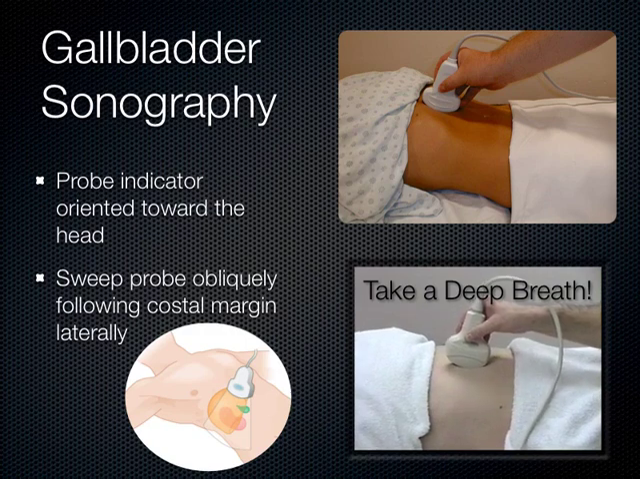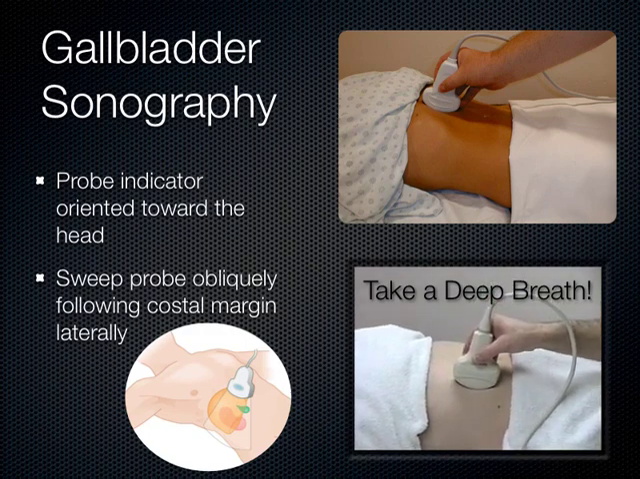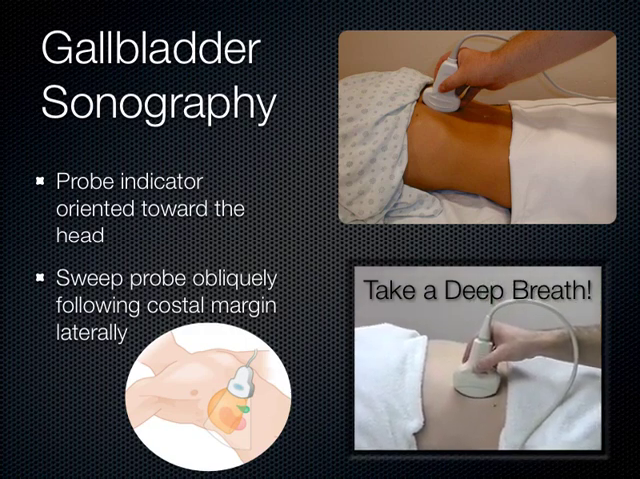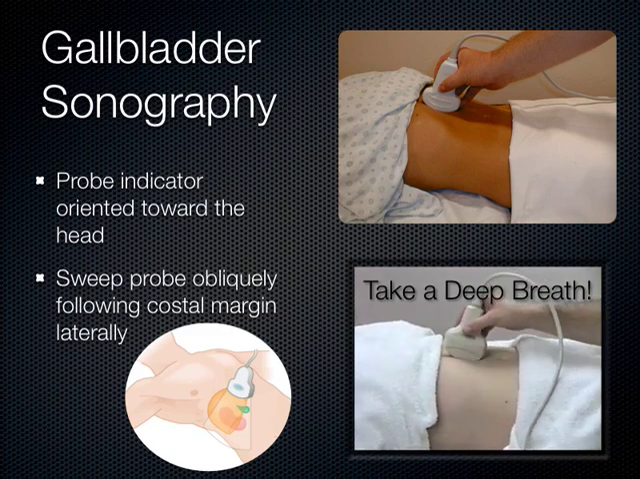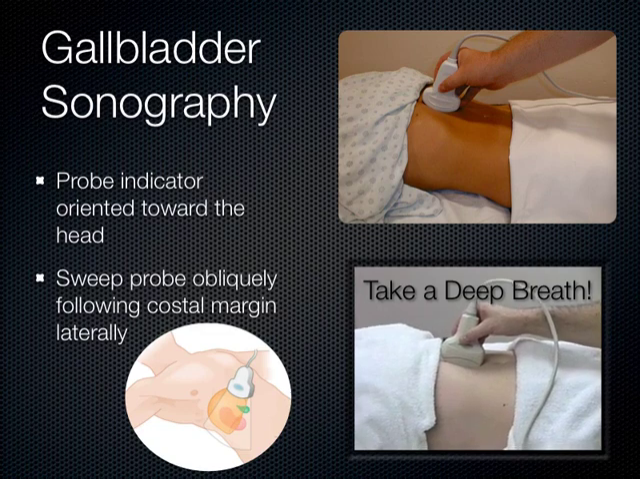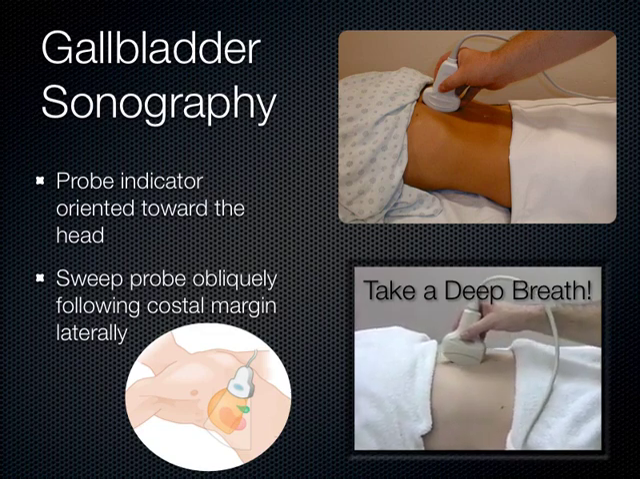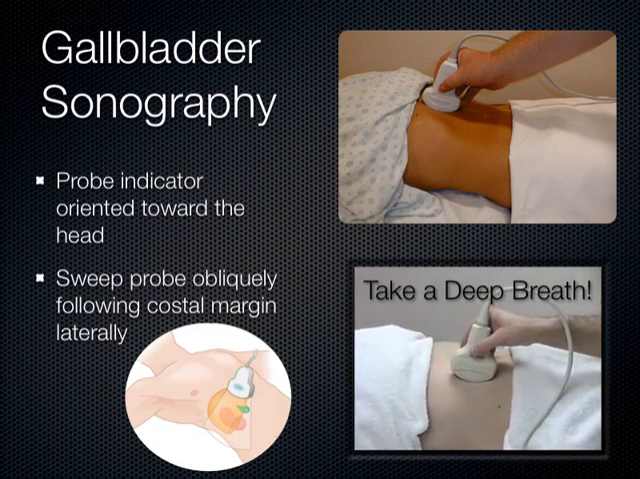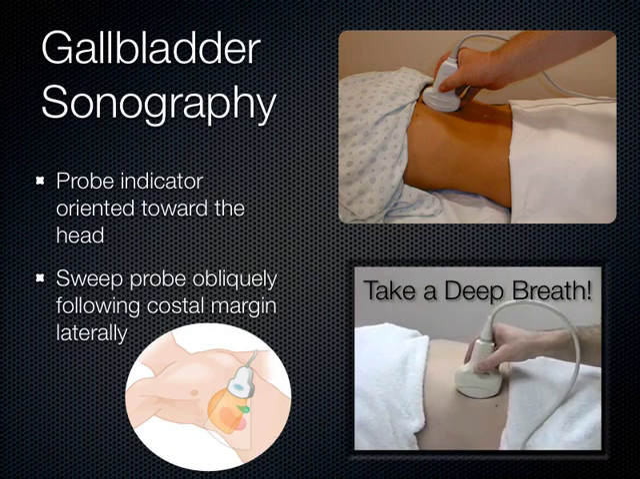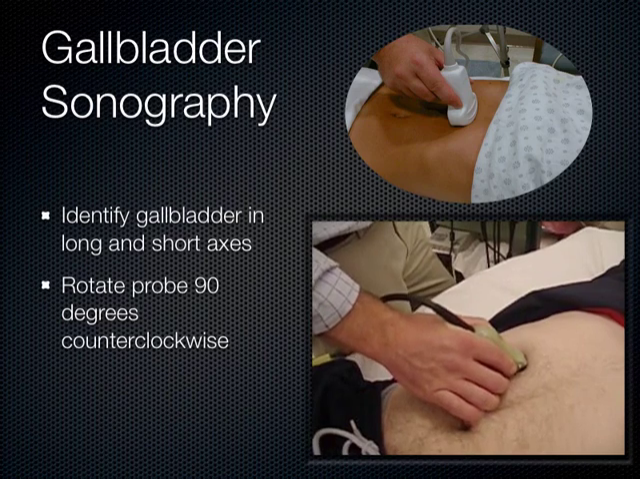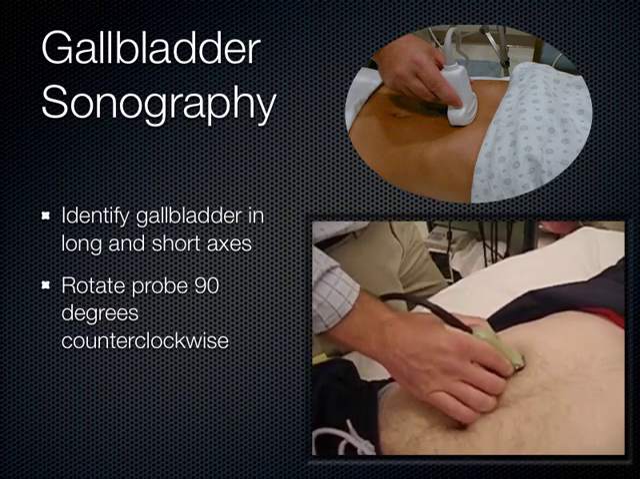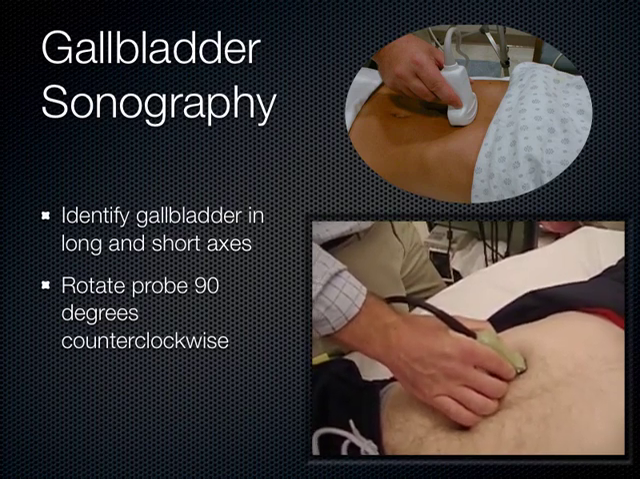We're going to have the indicator aimed towards the patient's head in a sagittal plane, and then the patient's going to take a deep breath, and that's called the subcostal sweep, okay? And once you get the gallbladder in its long axis, you can then rotate the probe 90 degrees to get the gallbladder in its short axis. Once you get the gallbladder in the long axis, you also need to view it in the short axis.